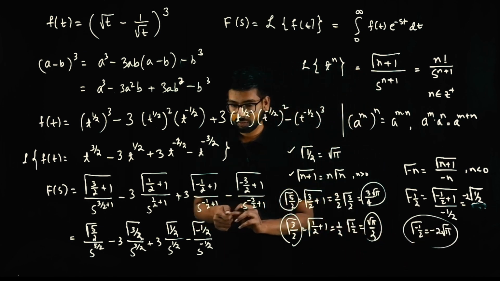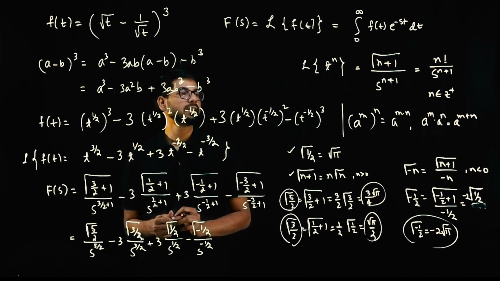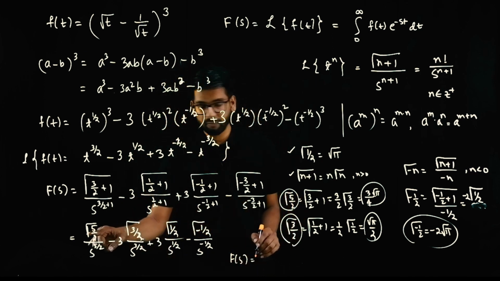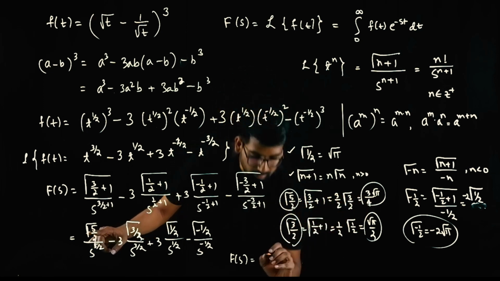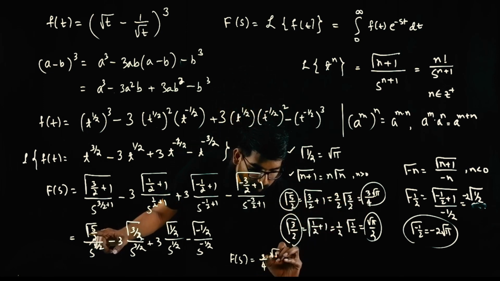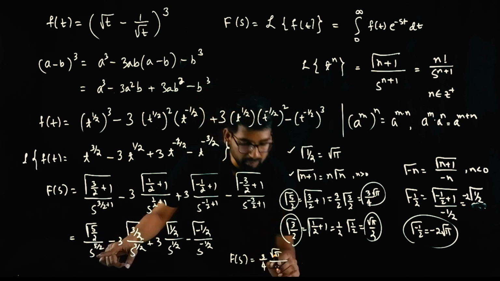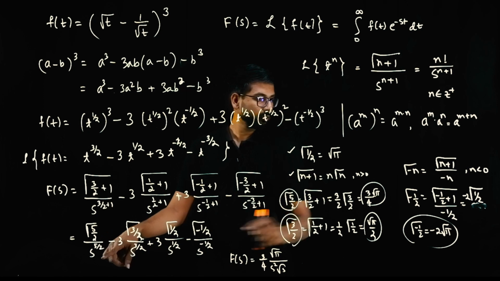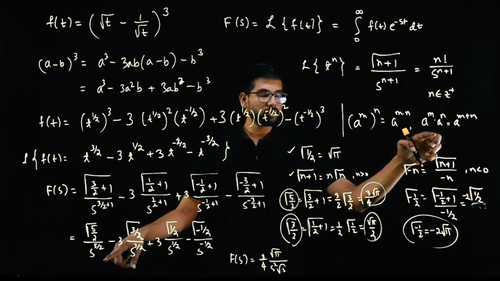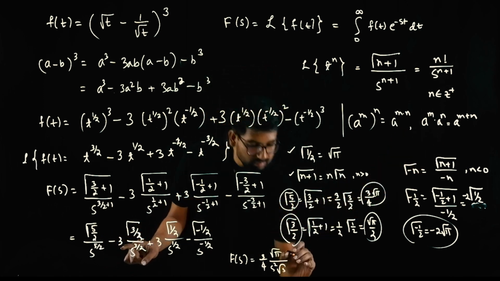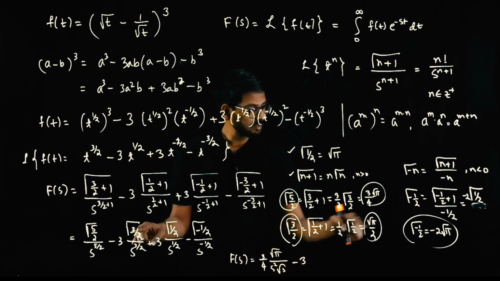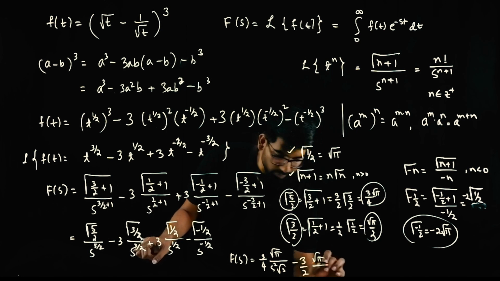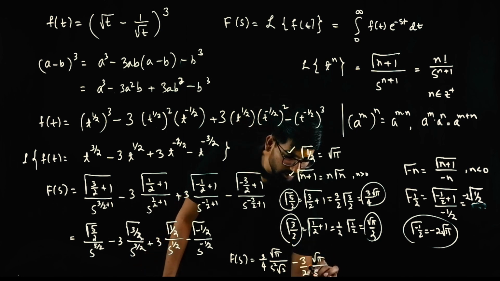Okay. So actually my F of s is, let me just write this here only. F of s is gamma of 5 by 2, which is 3 by 4 square root of pi, by s power 5 by 2, which is s square root of s. Again this follows from this rule actually. Minus 3 gamma of 3 by 2, which is square root of pi by 2. So that is 3 by 2 square root of pi by s power 3 by 2, which can be written as s square root of s.